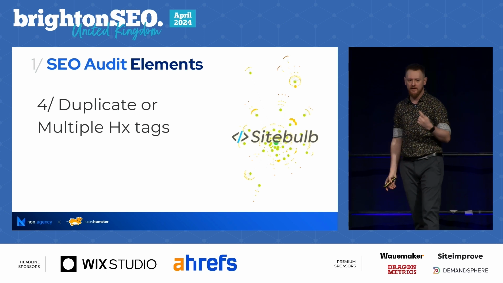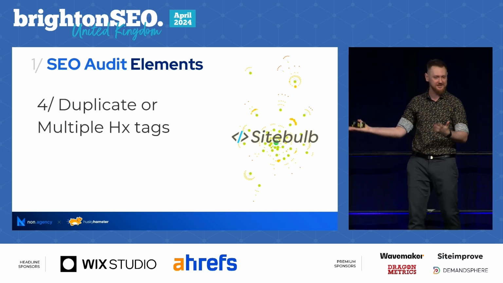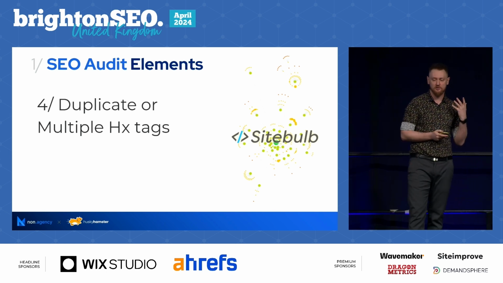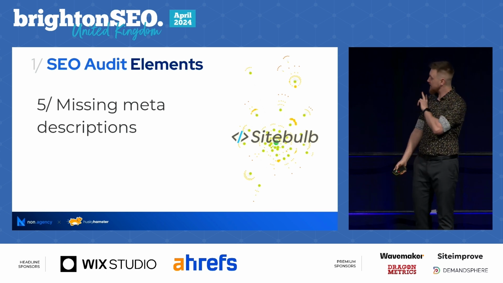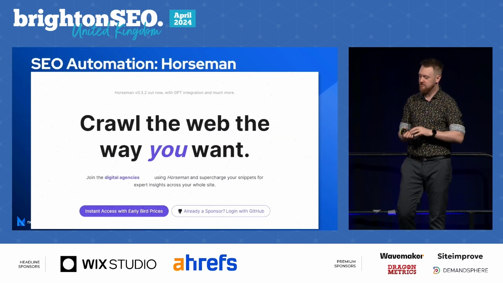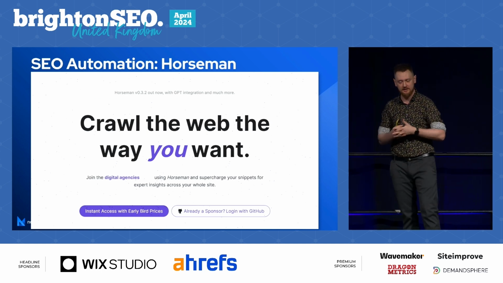You have one page that isn't passing Core Web Vitals, it's fine. But if you have all of them, then obviously it's not good, right? We did duplicate or multiple heading tags, missing meta descriptions. And for the last two, I cannot really say how good Horseman as the crawler is, cannot recommend it enough.